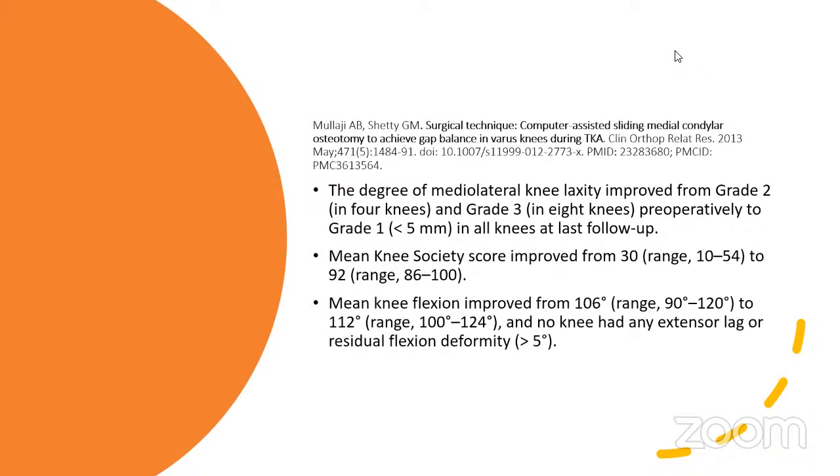Mulaji et al., in their 2013 study using computer-assisted sliding medial epicondylar osteotomy to achieve gap balancing, were able to achieve mediolateral laxity correction from grade 2 or grade 3 to grade 1 in all their knees up to last follow-up. The mean Knee Society score improved from 30 to 92, and the mean flexion improved from 106 to 112, and no knee had any extension lag or residual flexion deformities.